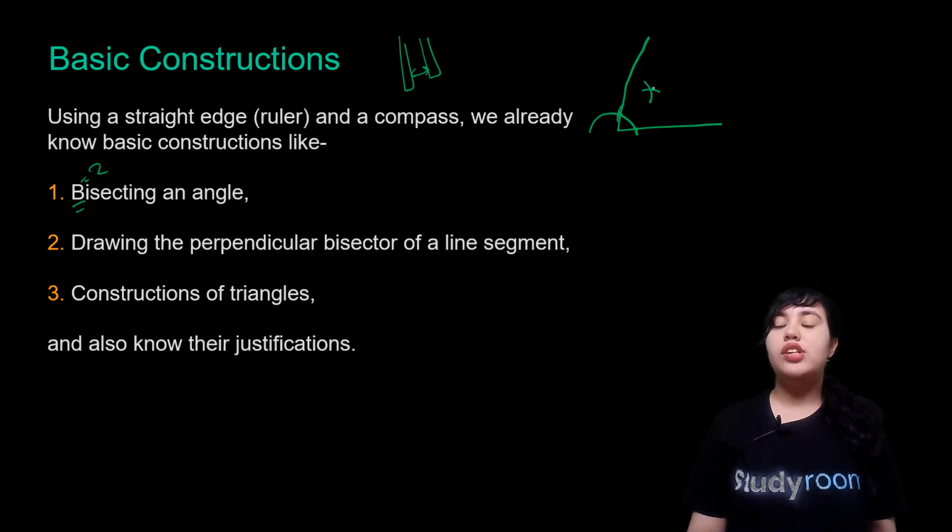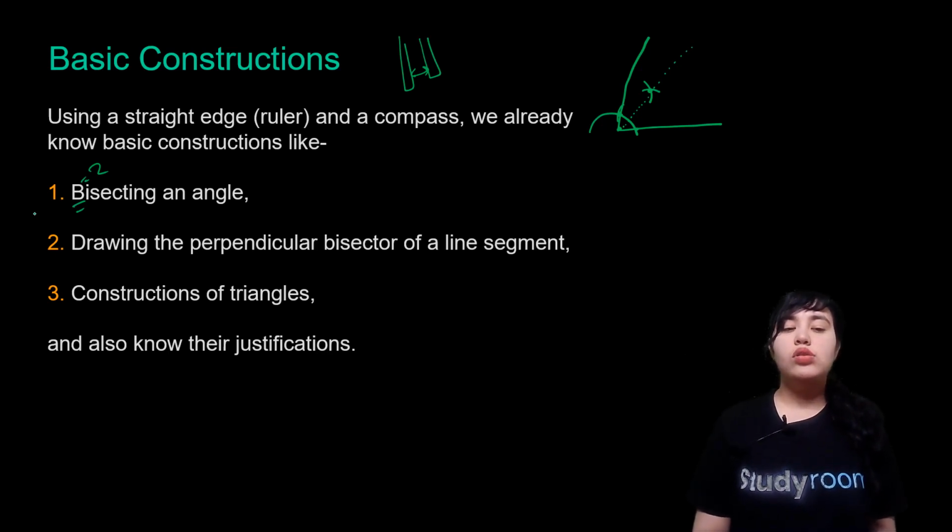So the point where the two arcs are intersecting, you join this point with the vertex of your angle. And if you measure it now, even by making use of a protractor, it will turn out to be 30°. So this is how you go about bisecting an angle.